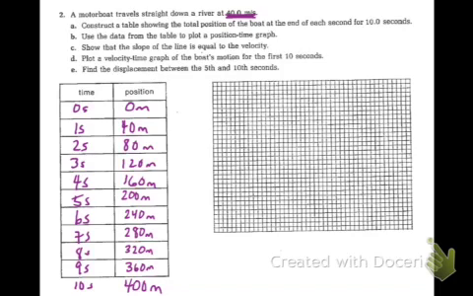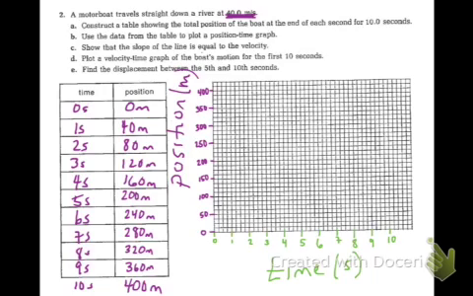Once you've filled out the rest of your table, what I want you to do is go ahead and create an appropriate axis, a scale I should say, for our position versus time graph. So our position goes on our y-axis and our time goes on our x-axis. So go ahead, pause the video, and make an appropriate scale for each one of these using the graph given. Once you've made your appropriate scale, go ahead and graph all of these. So let's go ahead and do that.